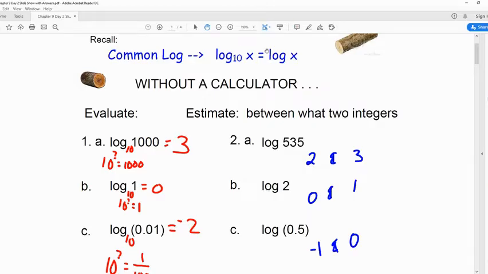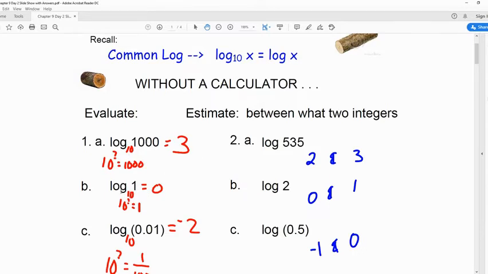Of our common logarithms. Remember, common log has a base of 10, and we write it without any 10 on there, so that still means log base 10. Much of this will be done without a calculator. First one, it said log 1,000. Remembering that that's a base 10, that means 10 to what power is 1,000. We're looking for the exponent here. So 10 to what power is 1,000? Our answer is 3.